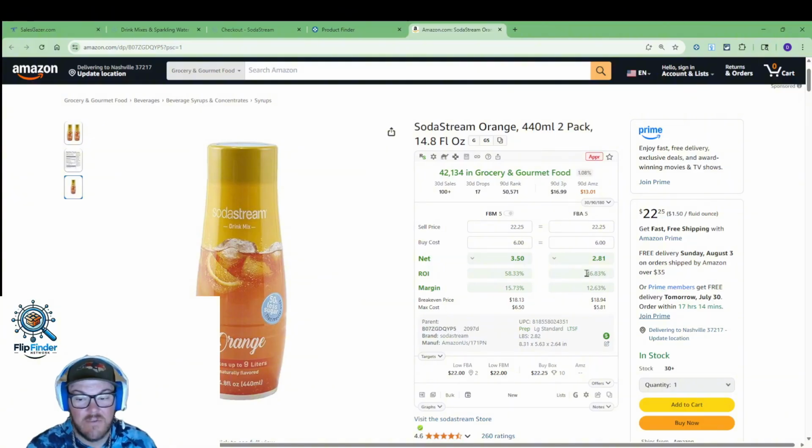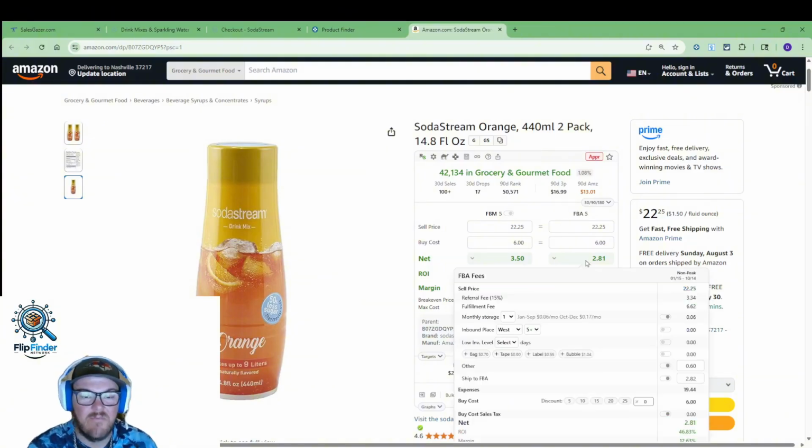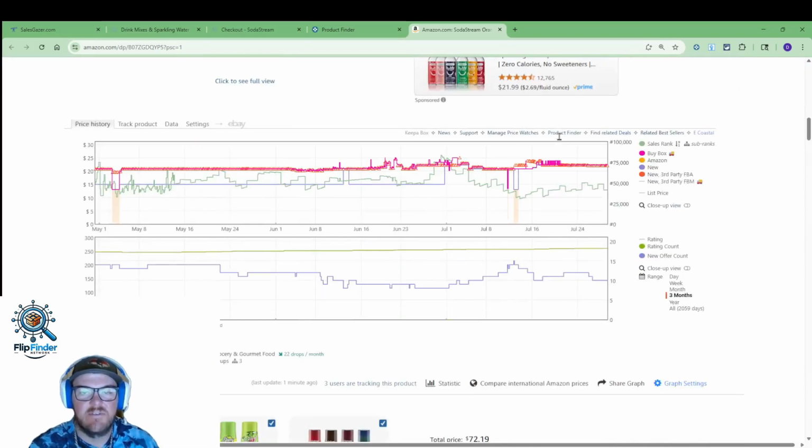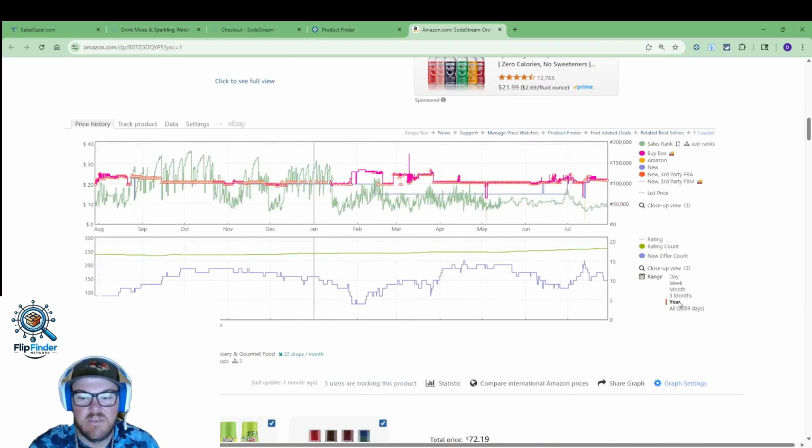The ROI is really good on this product, but the net profit is a little lower than I like to be. My target is typically $3 and at least 30% ROI. But I scrolled down to the Keepa chart and noticed that this was a very, very stable product. I can look out to the year chart and see the price has not fluctuated much, and the sales velocity seems to be relatively consistent.